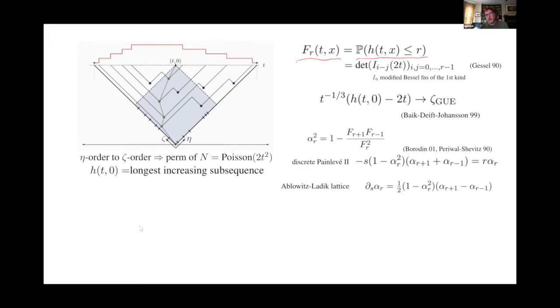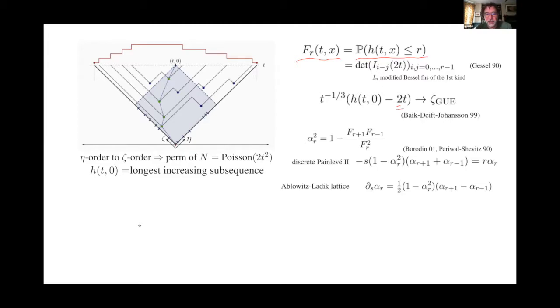This formula and its asymptotic analysis allowed Baik, Deift and Johansson to prove the corrections to Ulam's problem. Ulam's problem was just to figure out this 2 here, the average rate of growth of the longest increasing subsequence, but the corrections, which are the really interesting thing, were worked out by Baik, Deift and Johansson based on the Toeplitz structure of this Gessel determinant.